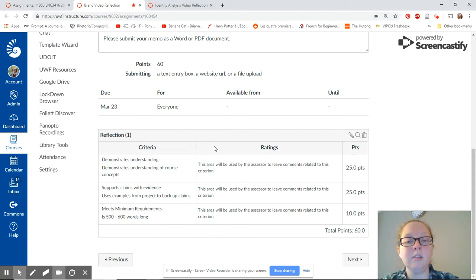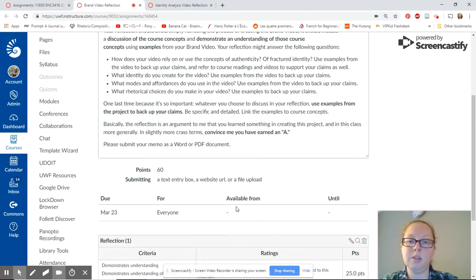The rubric for each of these assigns a whole 25 points to demonstrating understanding of course concepts. A whole other 25 points goes to using examples from your project to back up your claim. And then it's got to be at least 500, 600 words long. I realize 600 words isn't a lot to demonstrate that you fully understand the course concepts.